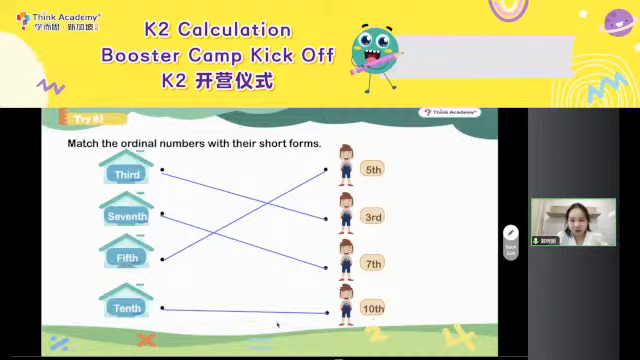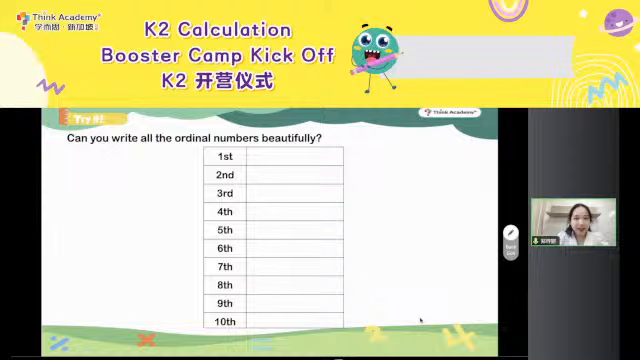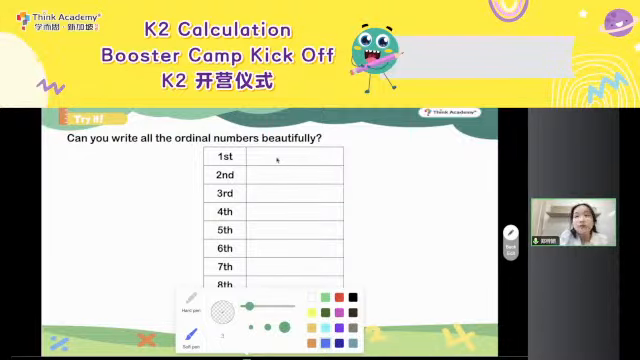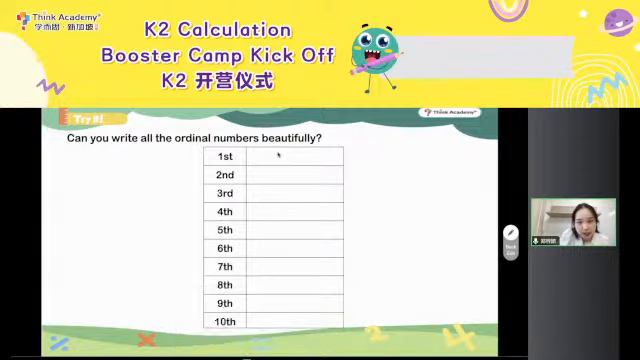So 1ST stands for first. So we write F-I-R-S-T. And then what about the second? Second, we write it as S-E-C-O-N-D. So this is second. What about 3RD? It stands for third. Can you spell third by yourself? I'll give you 5 seconds to try it.